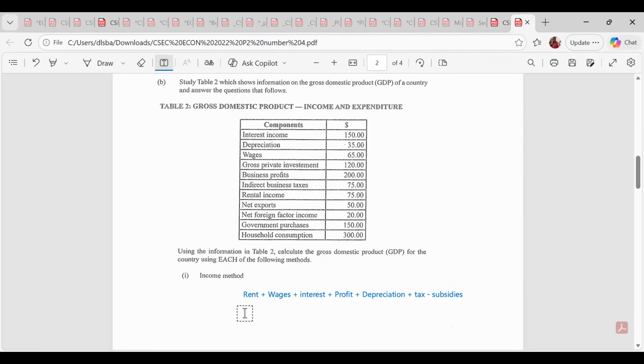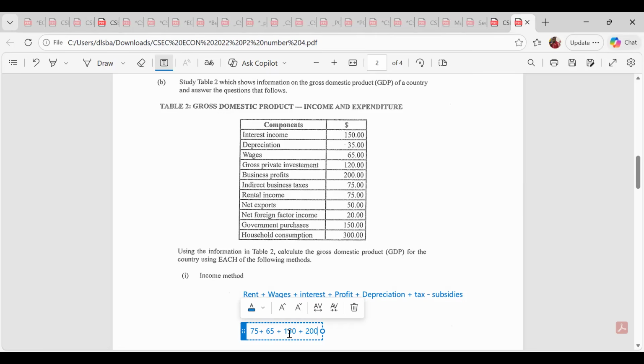Are you all seeing any rental income here? Yes, sir. How much is it? $75. Any wages? Yes, sir. 65. Any interest? Yes, sir. 150. Any profits? Check it again. Oh, yes, sir. 200. So we start off with our 75 plus 65 plus 150 plus 200.